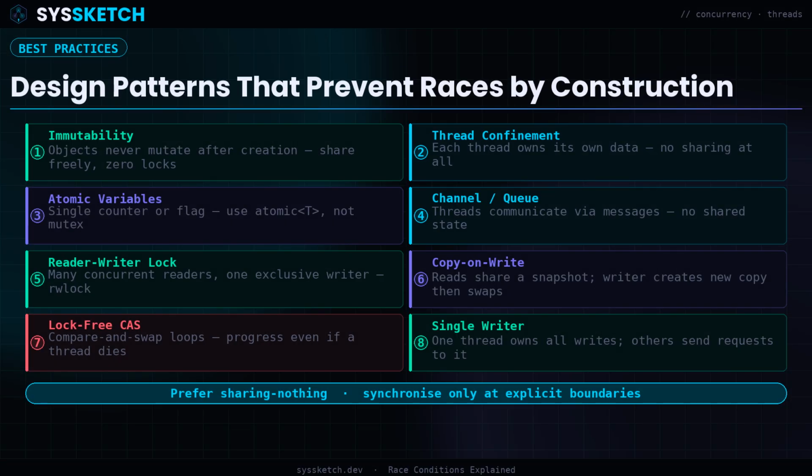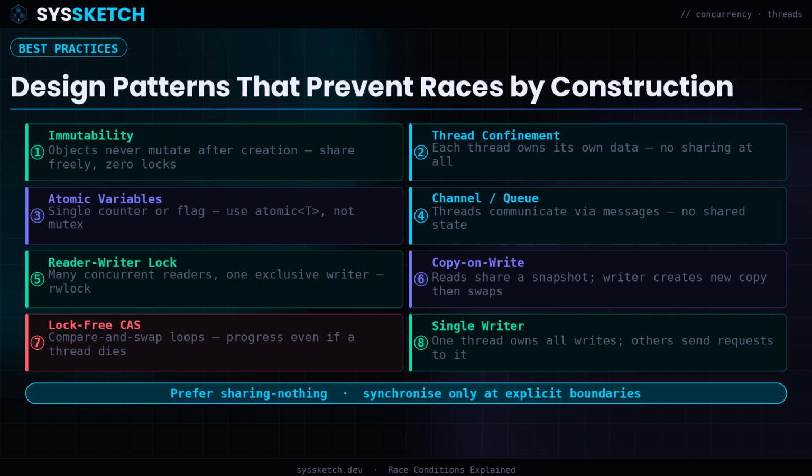Beyond fixing individual races, the goal is to design systems where races cannot form in the first place. Immutability, an object that never mutates after creation, can be shared freely across threads with no locks at all. Thread confinement. Give each thread its own private data and eliminate sharing entirely. For a single shared counter or flag, use an atomic variable, not a mutex.